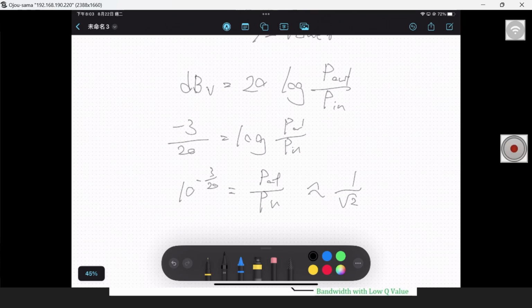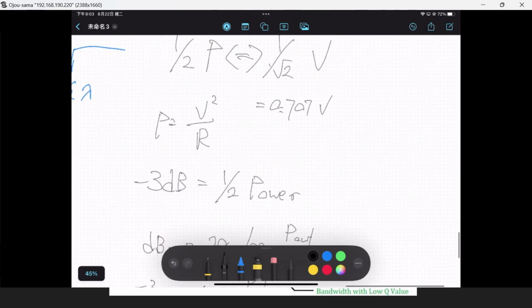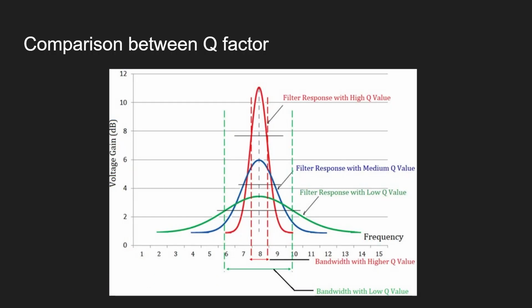But if my calculation is wrong, you can remember this one. Half power, oh, I guess I'm wrong. Actually I'm wrong, but never mind. Let's just remember this one: negative 3 dB. This part is correct. Emphasize this one, 0.707. So that's why at the negative 3 dB point, power is halved, and voltage is 0.707 of the original.